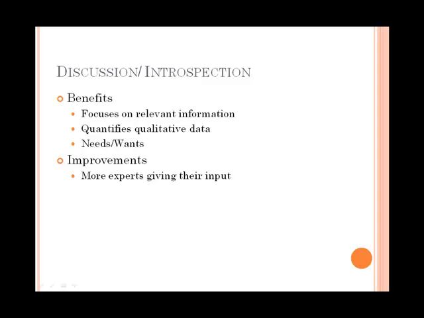Benefits. This method strategically identifies what is important to the decision maker. It focuses the decision maker to look at relevant information to make her decisions and reject the irrelevant information. It can focus on multiple tasks at one time. It quantifies qualitative data. It separates needs from wants. And improvements that can be made are more experts deciding the issues that need to be addressed, which will specialize this process more towards one organization.